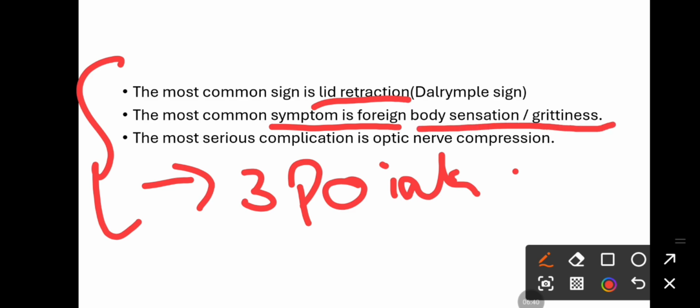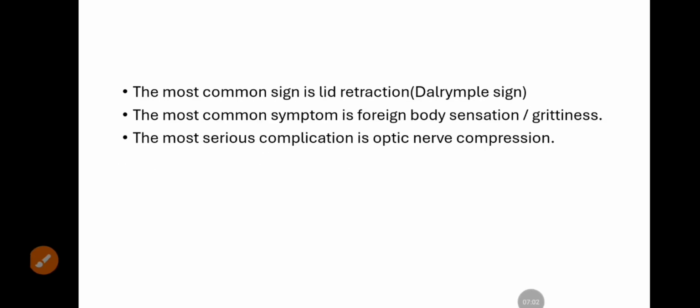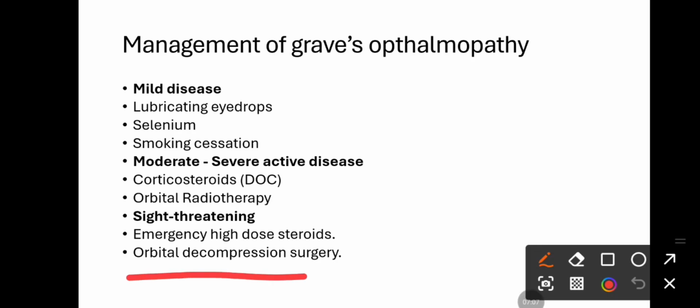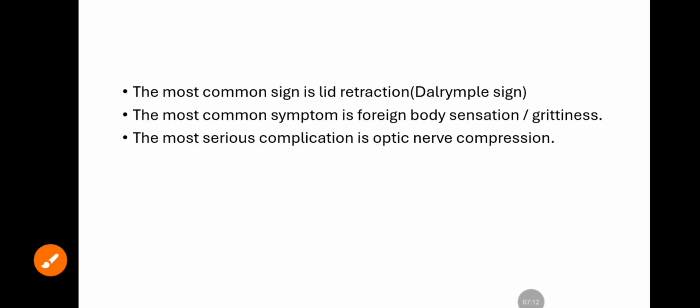When the examiner asks the most serious complication of Graves ophthalmopathy, it means optic nerve compression. As we discussed earlier in the management, the surgery is orbital decompression surgery. So this is orbital decompression surgery for optic nerve compression.